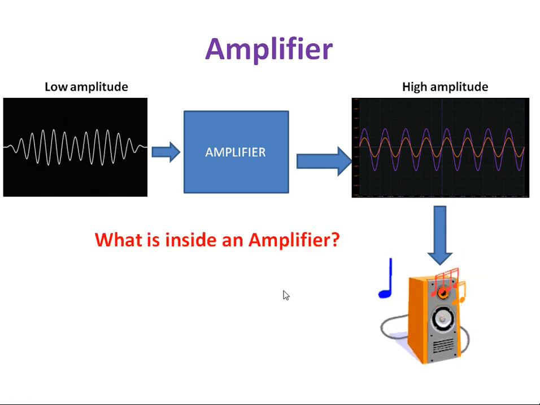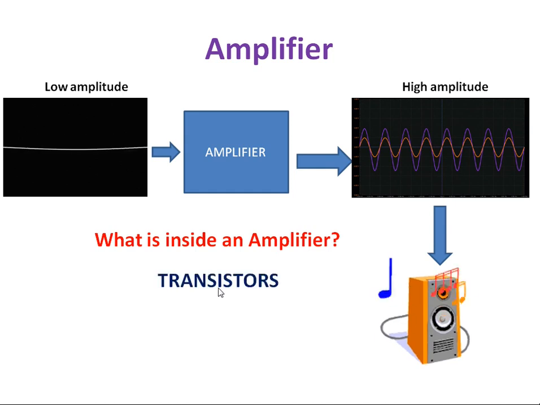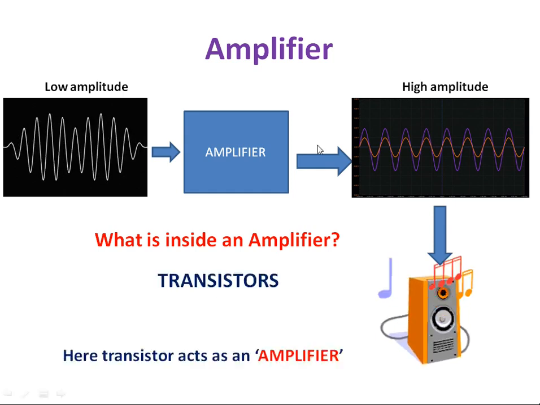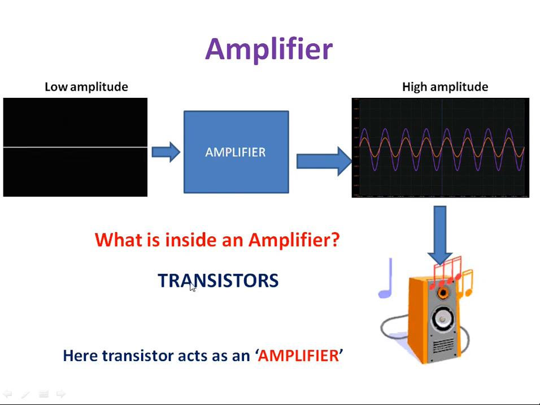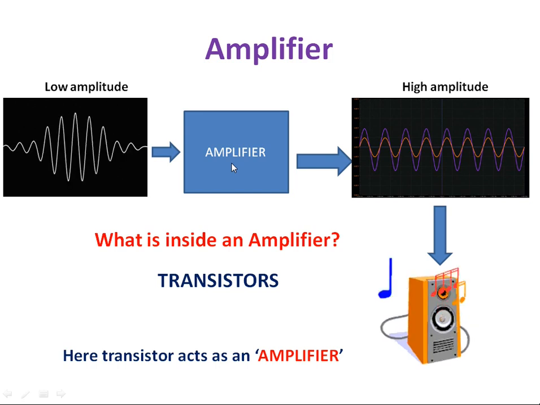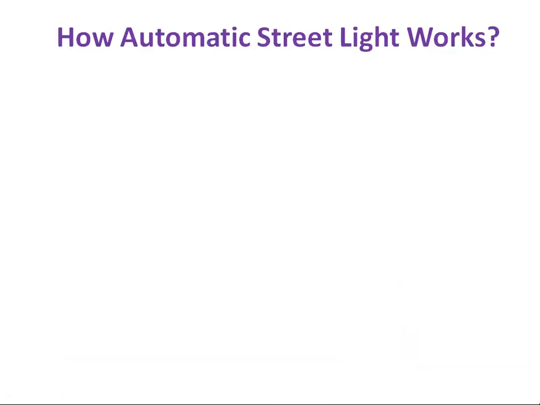So what is inside an amplifier? Ultimately, the transistor acts as an amplifier. Inside an amplifier you have a transistor. Here the purpose of the transistor is as an amplifier, or the transistor is acting as an amplifier. So this is our first purpose.